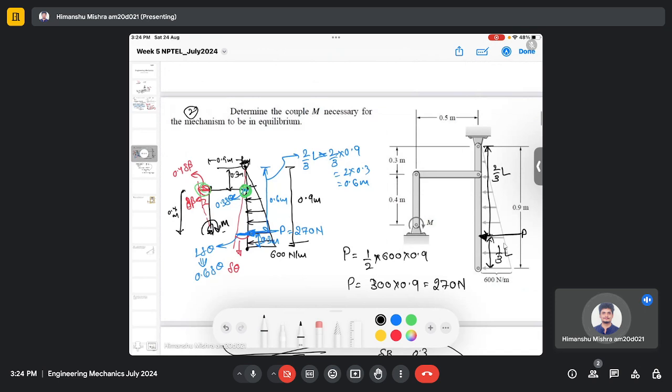So just to recap here, we were given the system which is in equilibrium, and we were given the distributed load as well as the unknown moment, and we needed to figure out the moment by using the virtual work principle.